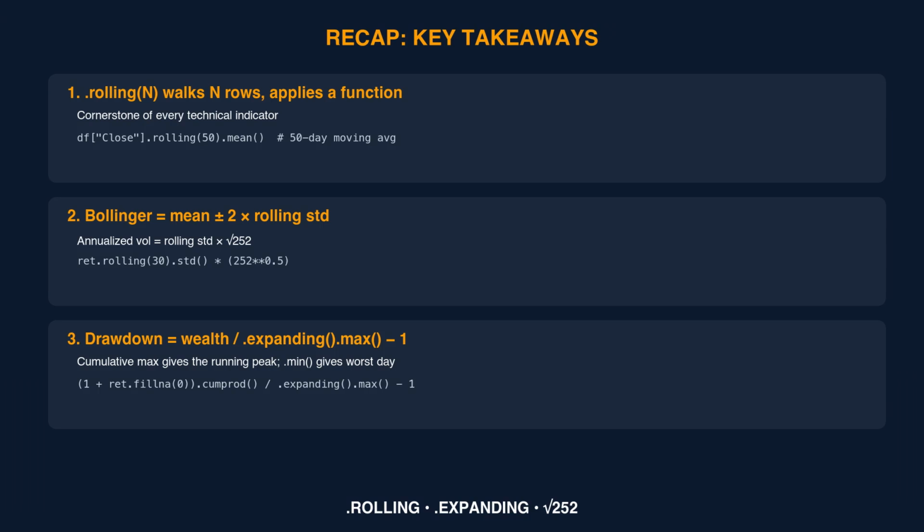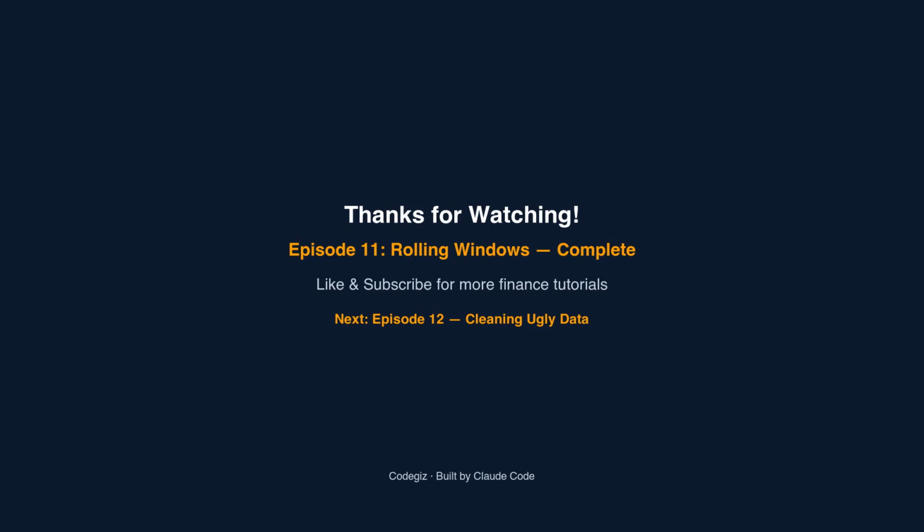Expanding windows for cumulative max. Wealth divided by running peak. Minus 1. That's drawdown. That was rolling windows, moving averages, Bollinger, volatility, drawdown.